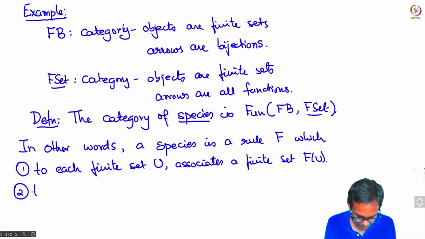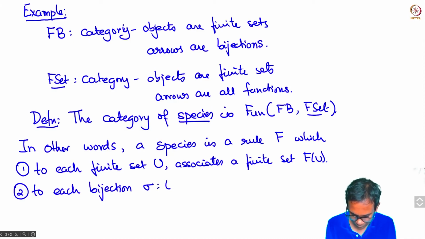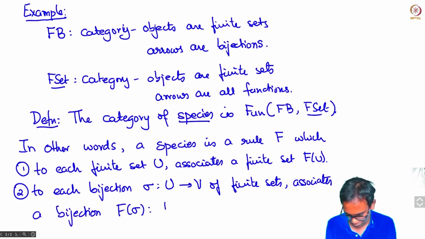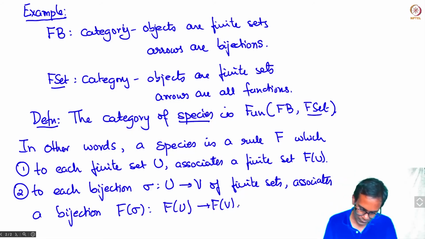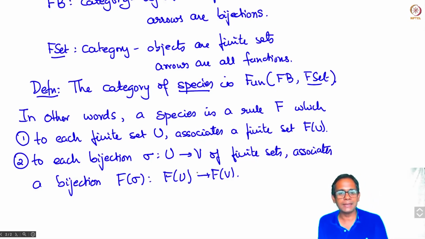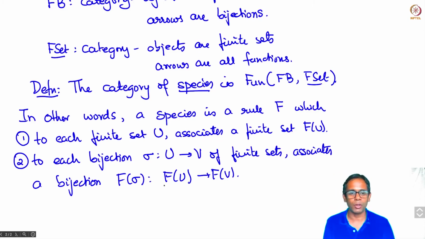And the other thing is, to each bijection, let's say sigma from U to V of finite sets, F associates a bijection F sigma from F of U to F of V. See, a priori when we say F is a functor, then F would only associate a function from F of U to F of V. But since sigma is an isomorphism, F sigma will also be an isomorphism. The inverse of F sigma will be F of the inverse of sigma. And so F sigma will actually be a bijection.